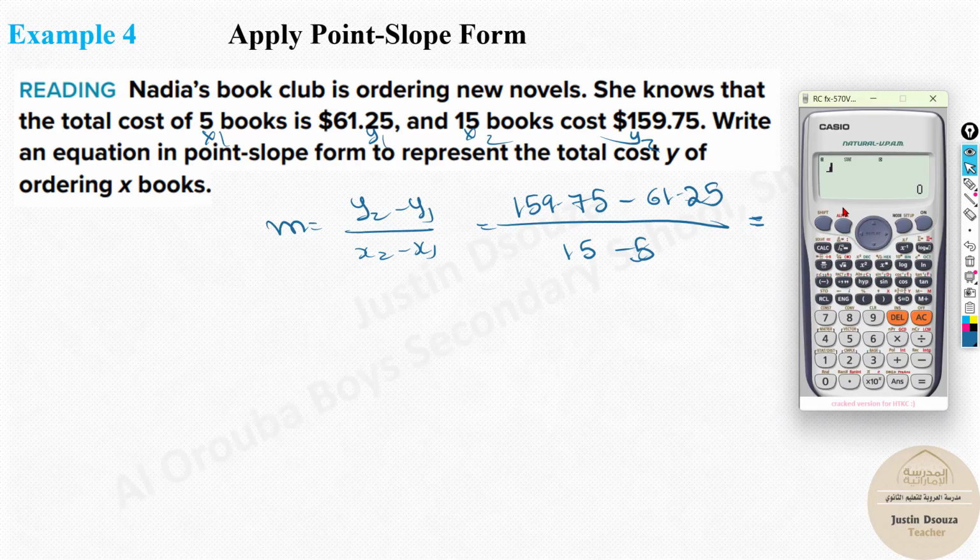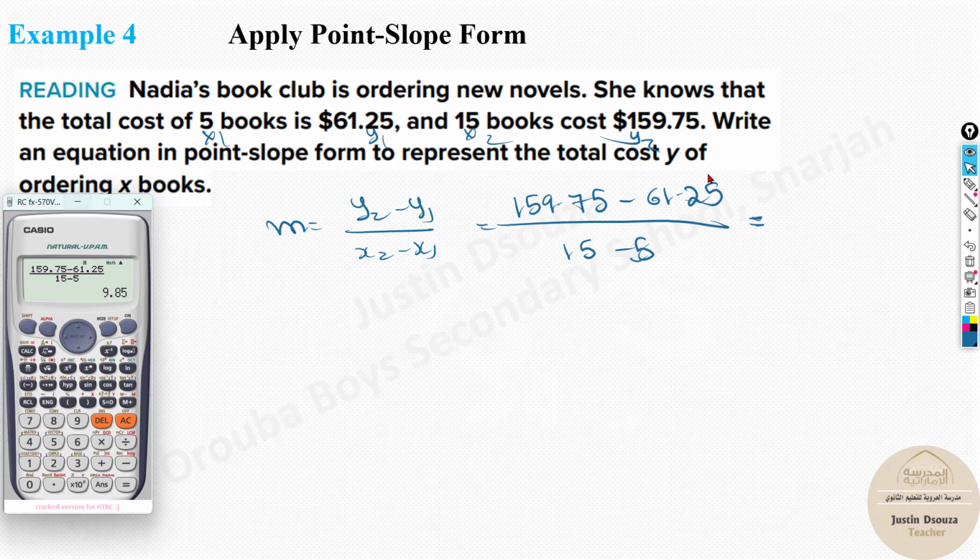Okay, because it's in statistic mode, divided by, it's 159.75 minus 61.25. Okay, even in the calculator I'm a bit sloppy. Now let me do this. 15 minus 5, and the answer is 98.5 divided by 10, it'll be 9.85. Okay, so that is the slope.